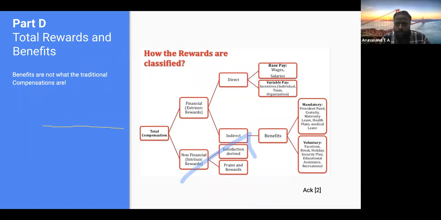And if you look at the non-financial, that is intrinsic rewards, what they get when they get good compensation is satisfaction derived, and the praise and rewards. Everybody is recognized within the organization. They feel valued. They're actually valued, and that's the end result. You know, money makes people happy, but it need not be the case for everybody. They might need to be valued in the organization, praised by their peers. So these kinds of things are intrinsic values of compensation as well.